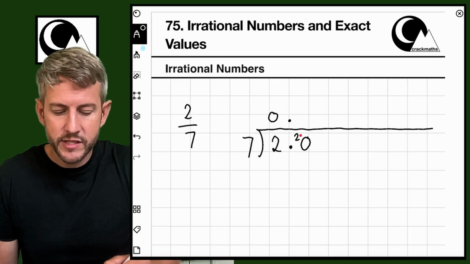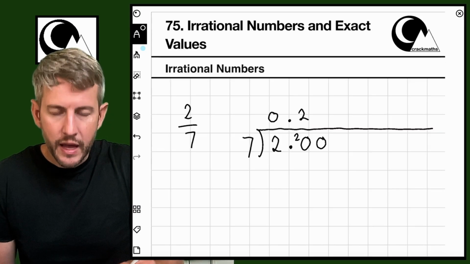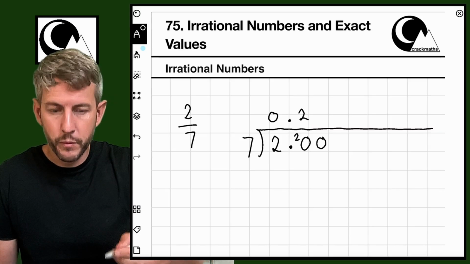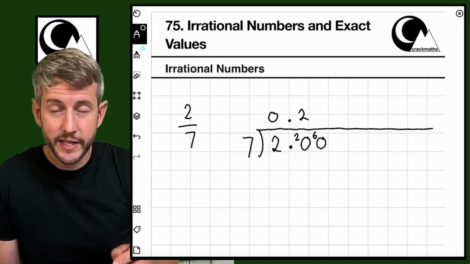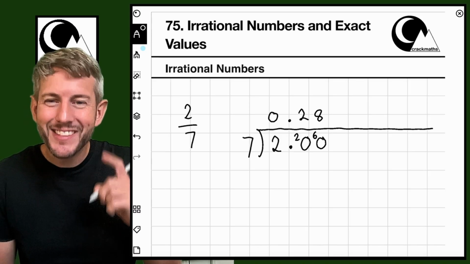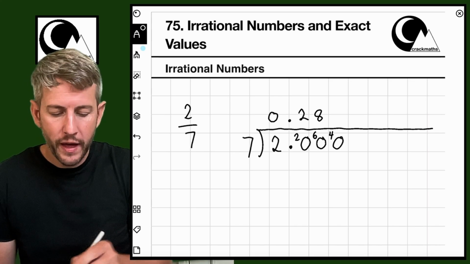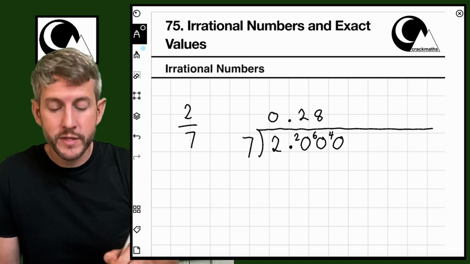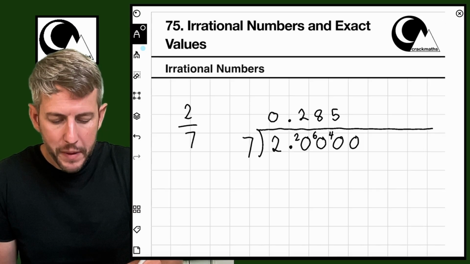Okay, so 7 into 20 goes twice, which is 14. And then I take 14 away from the 20, which leaves us with 6. Then we have 7 into 60 goes 8 times. Okay, 8 times 7 is 56. So I'll put a 0 here and then a 4 there. 7 into 40 goes 5 times, which leaves 5 remainder.